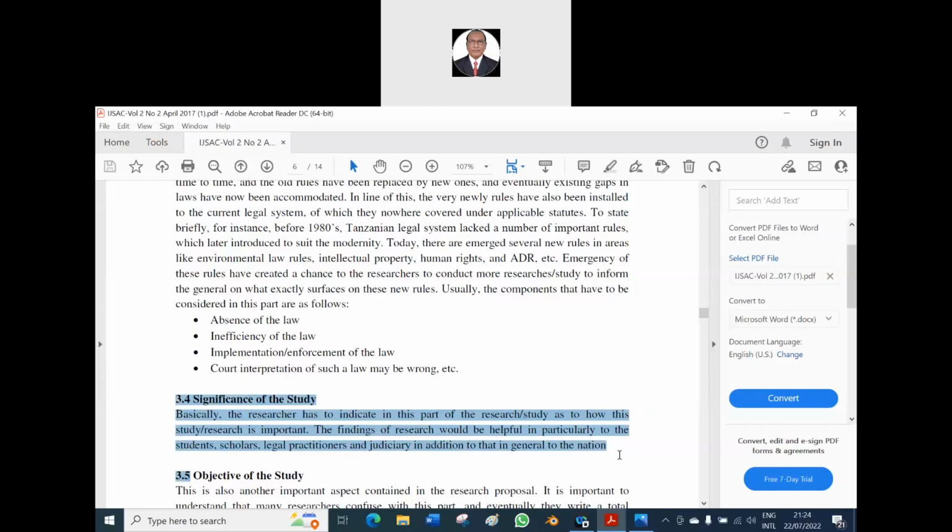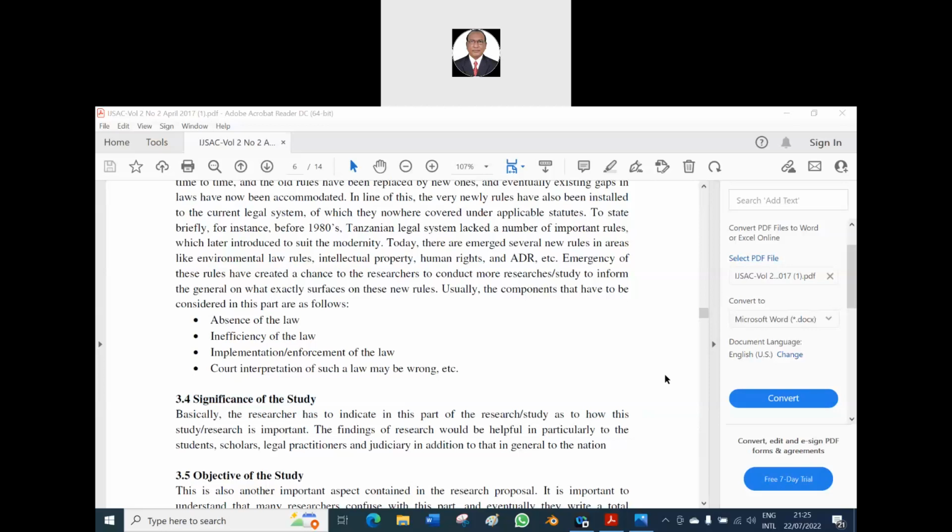Yes, I see. Basically, the researcher has to indicate in this part of the research study how this study or research is important. The findings of the research would be helpful, in particular to students, scholars, legal practitioners, and the judiciary, and in addition, in general, to the nation. So now the significance of the study goes in this manner.